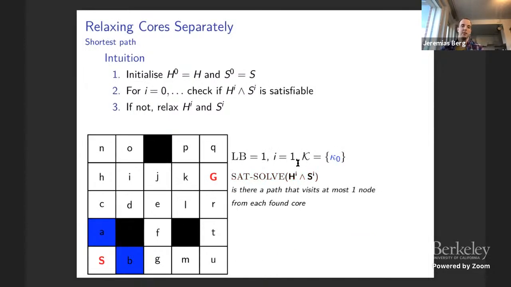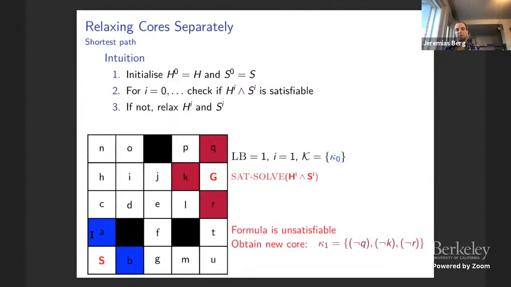So we go back to the SAT solver, and now we know that we need to falsify at least one clause. We found one core, so we know that we have to falsify at least one soft clause. And now we're asking the SAT solver, is there a path that visits at most one from this one core that we actually found? And still we cannot get to the goal node. So the next core we might get from the solver might be something like this. This is saying that you need to visit at least one of these nodes.